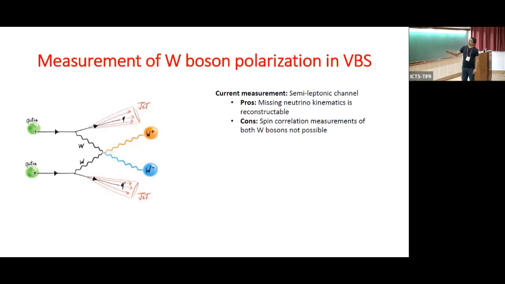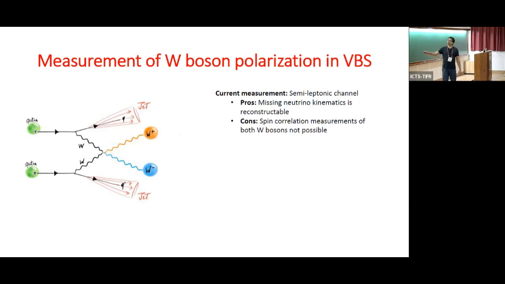Now, the current measurement of WW scattering is done typically using the semi-leptonic channel, if you want to measure the polarization in VBS. The advantage of this technique is that you have relatively lower background because you're looking for a lepton plus missing energy and some jets. And one of the advantages is the missing neutrino kinematics is reconstructible up to a twofold ambiguity.